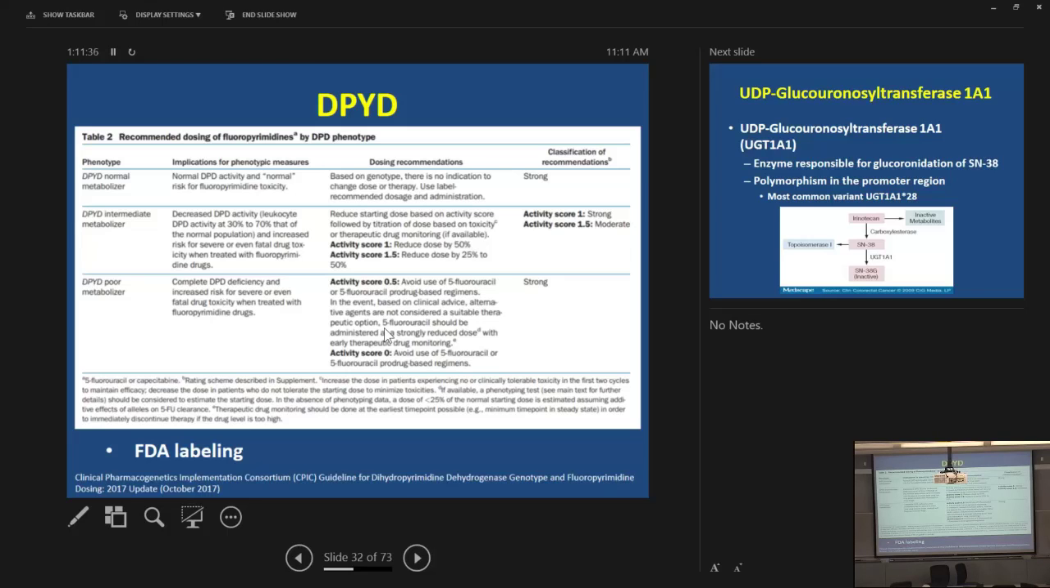Anybody find anything? All right, so it mentions DPYD deficiency. And what does it say? Give you any kind of clear guidance?